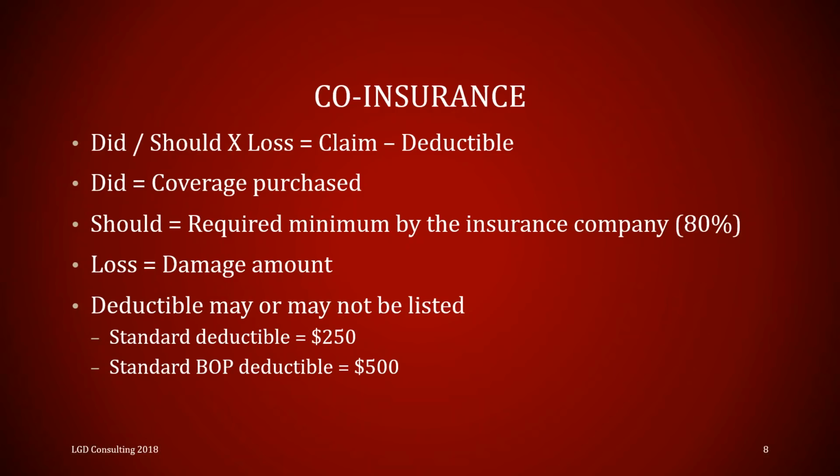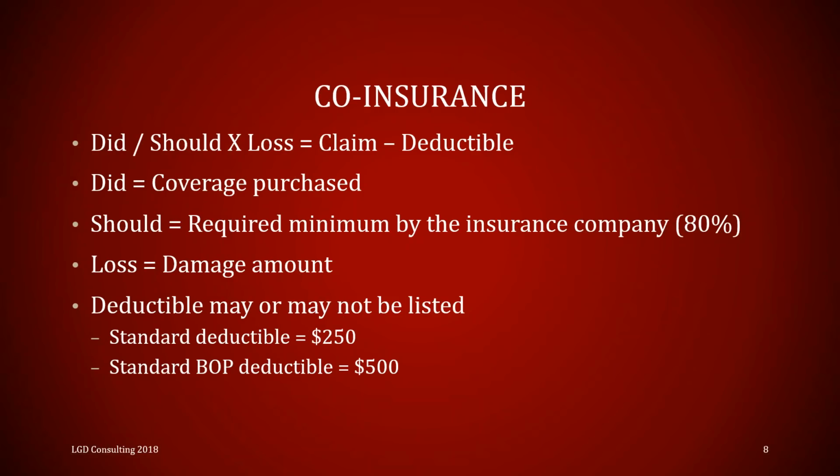Okay. So the "did" is how much coverage you actually bought. The "should" is whatever's required by the insurance company. And in most cases on the exams, the insurance company requires that you carry 80% of coverage to the value of the building. I'm going to explain that in a minute. The loss, of course, is how much did you suffer as far as damages? Right? And again, there may or may not be a deductible listed.